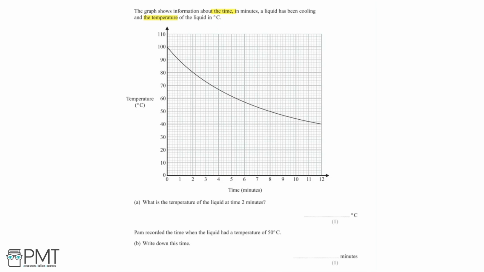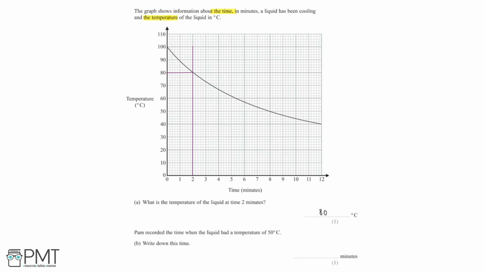We can start by drawing a vertical line upwards from the point at which the time is equal to 2 minutes. Now we need to use our graph in order to find the temperature at the point when time is equal to 2 minutes. And so we can draw a horizontal line across from our graph. And so using our graph, we found that the temperature of the liquid at the time when t is equal to 2 minutes is equal to 80 degrees Celsius.